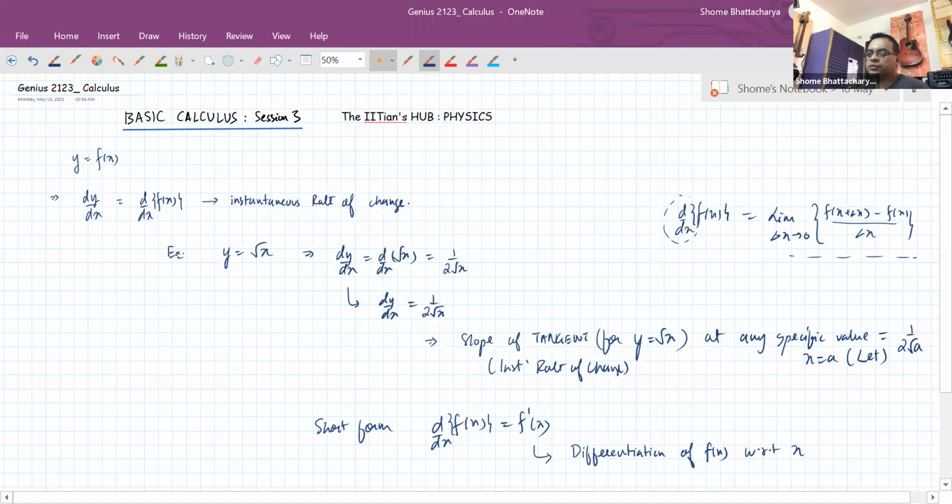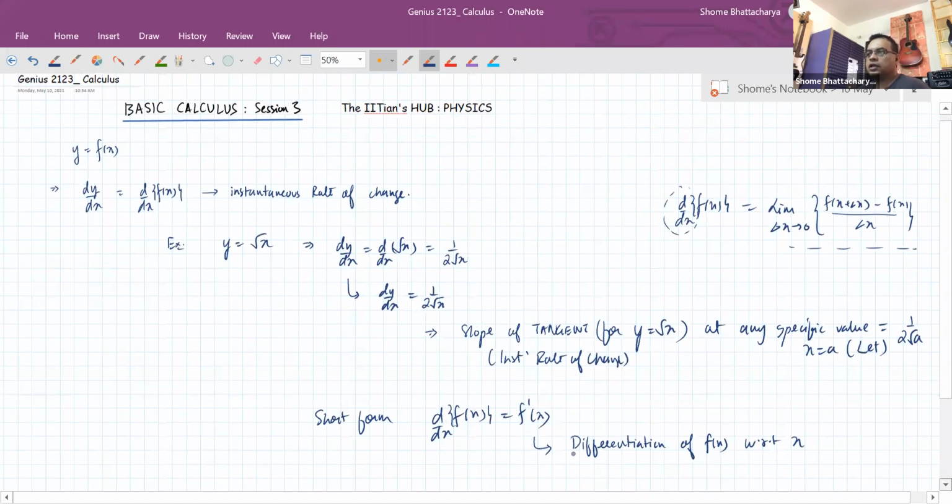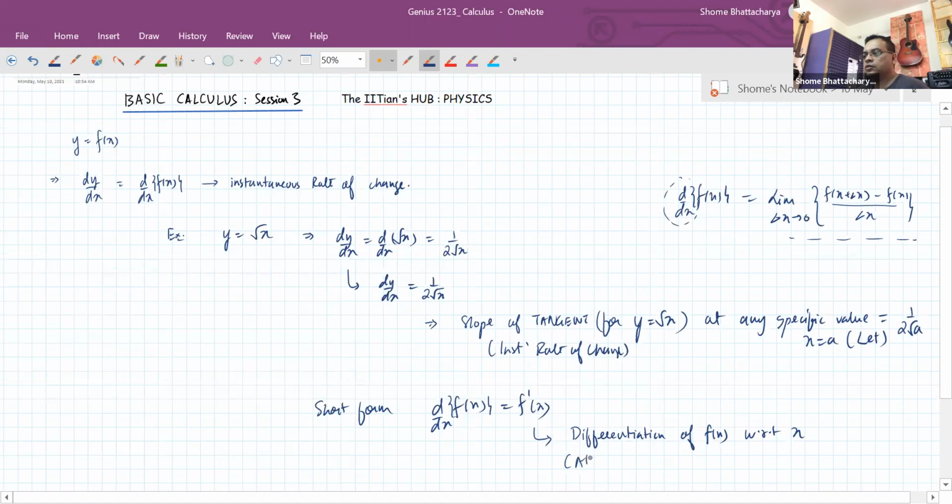Okay, understood this point? Yes. And it is also sometimes called the derivative of the function. Derivative means the same thing as the differentiation of that function with respect to the independent variable. So derivative of f(x). These are some alternate terms that are used. This is just a matter of nomenclature, how we use the terms. Okay, so that is that.